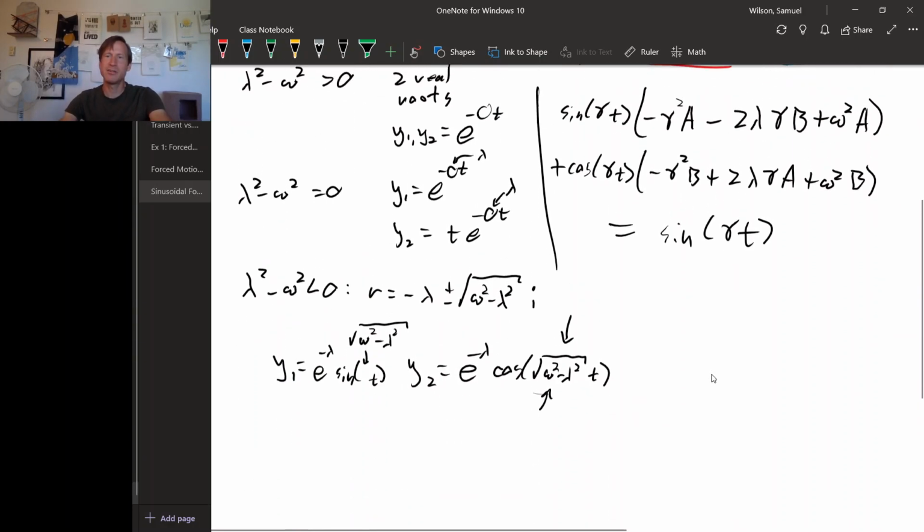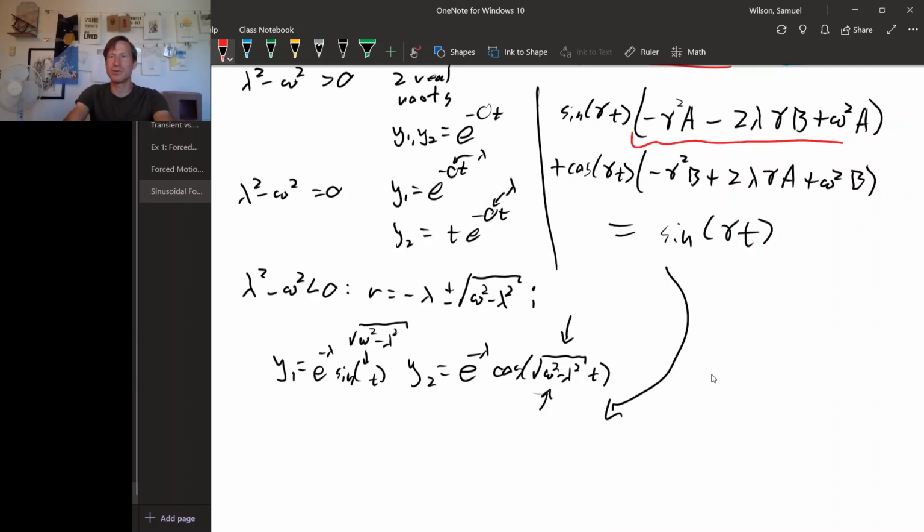Okay, so now let's move this down here, and remember we have to compare coefficients. The coefficient in front of sine on the left has to be equal to the coefficient in front of sine on the right, and the coefficient in front of cosine on the left has to be equal to the coefficient on cosine on the right, which is 0. While we're doing that, let's also gather up the a's and the b's.